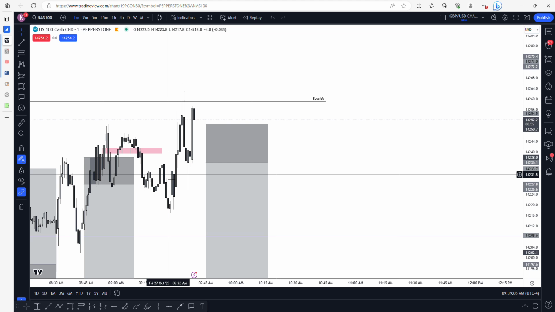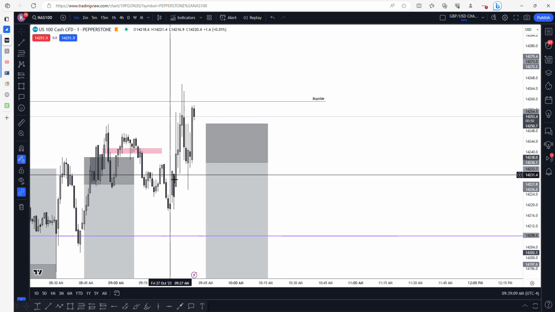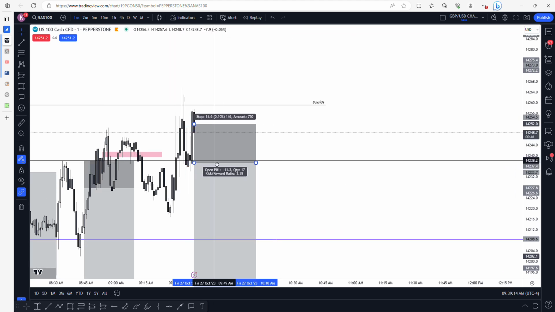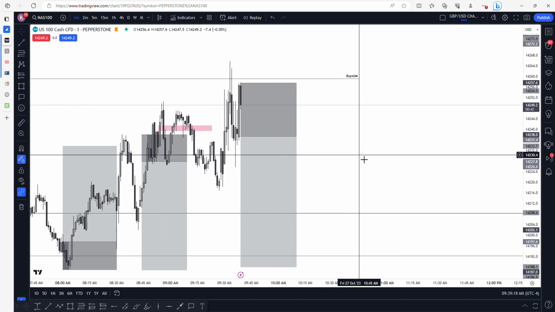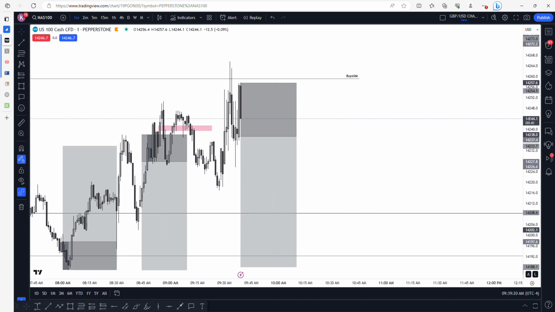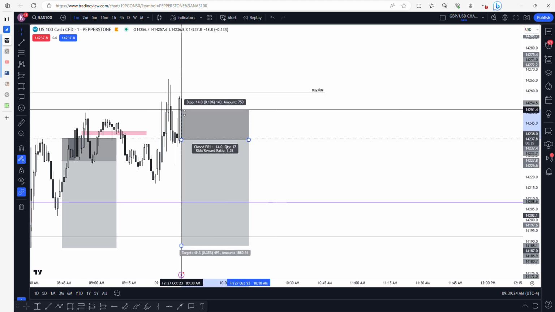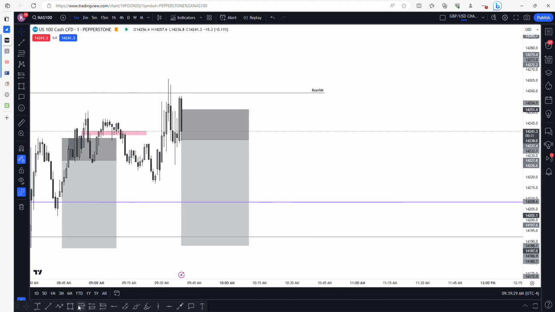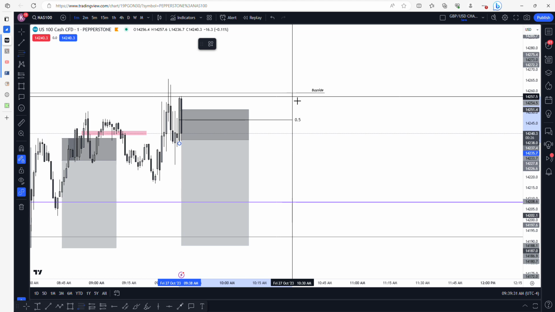Also, this wick rebalances this imbalance right here. So I can base my trade off of that instead now. It's a lot bigger, but realistically my risk is right there, just below 50% of this would-be order block. This should become an order block soon.